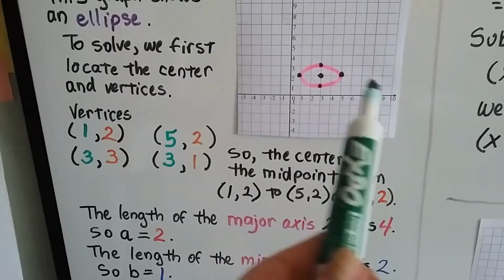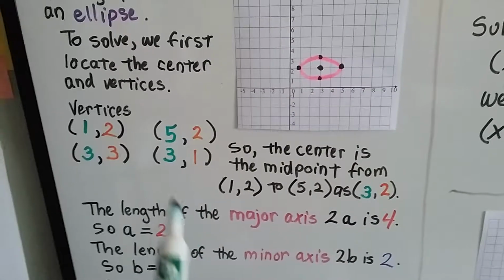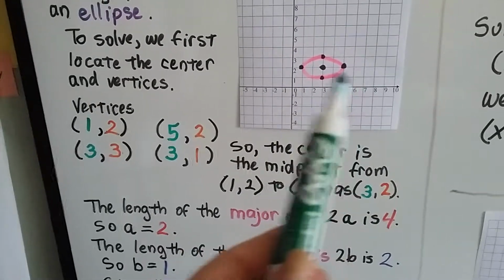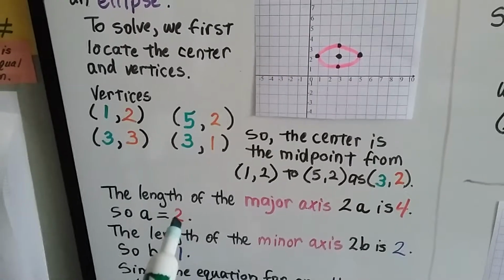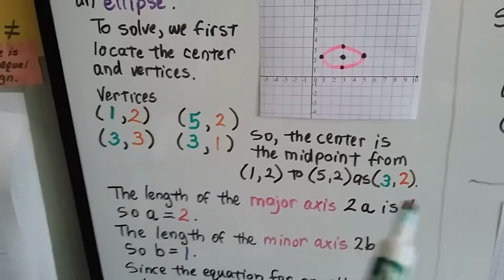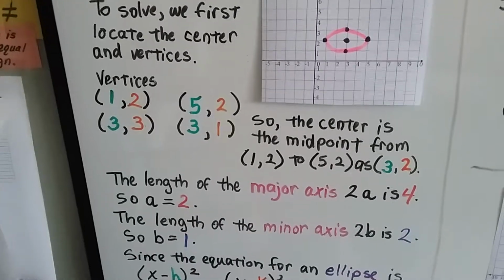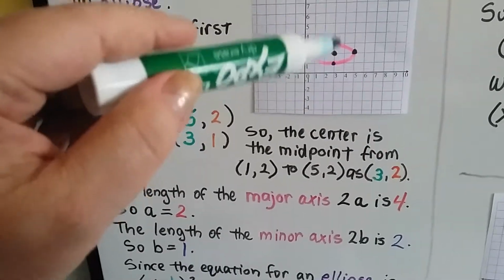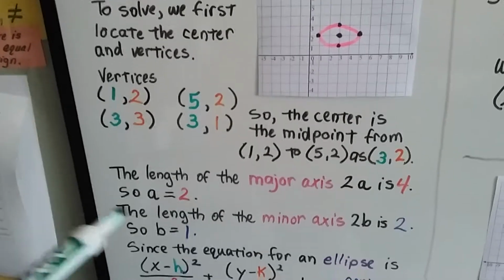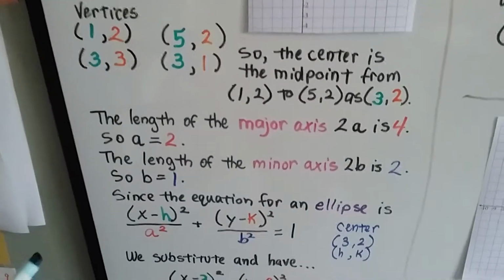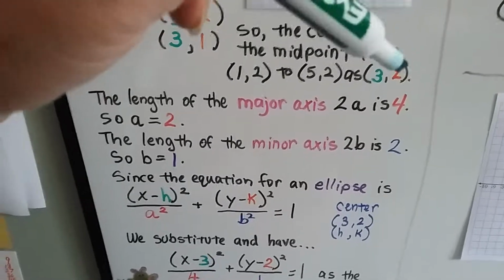The length of the major axis is 4 units, and it's 2a, so we know it's 4. So a is a 2. 2 times something is 4, so it's got to be a 2. And the length of the minor axis, this little short one, is 2b, and that's a 2. So b is a 1. Now, that's our h, k values, the 3 and the 2.